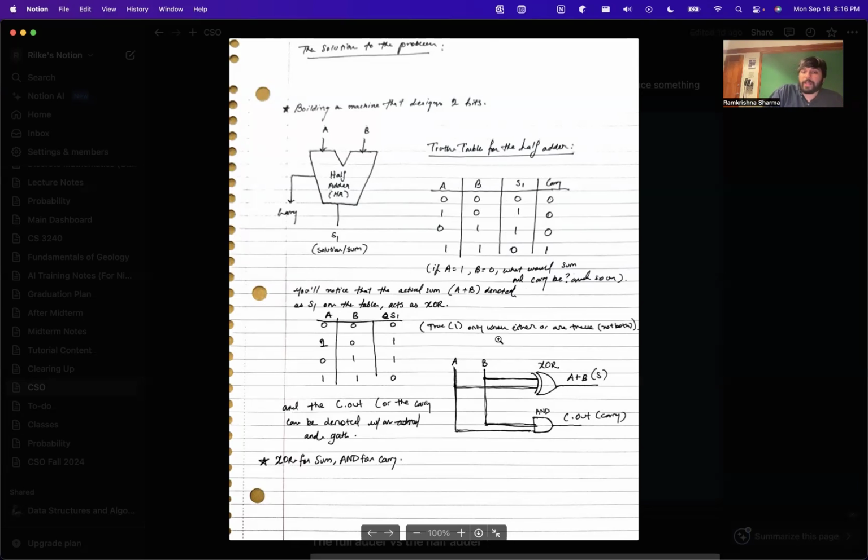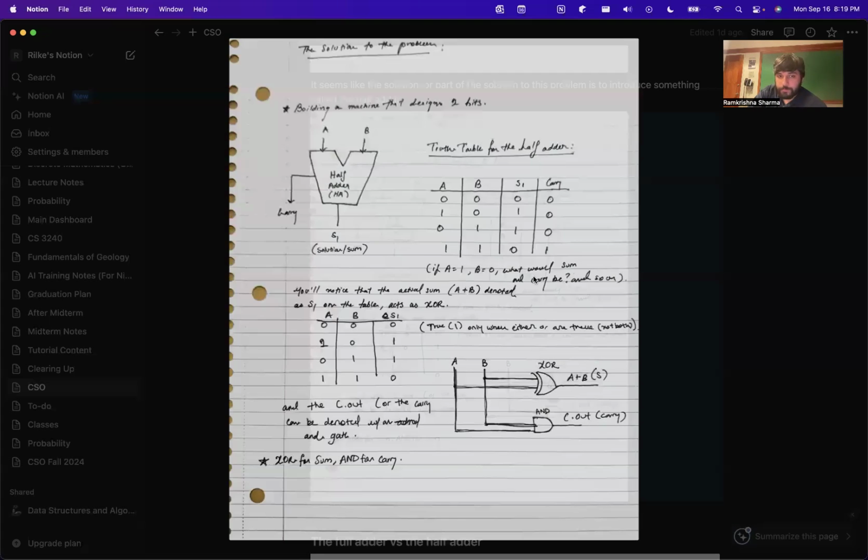So this is kind of the circuit representation. Pushing A and B through the AND will give you the carry, whatever that is. Pushing A and B to an exclusive OR will give you the sum, whatever that is. So this circuit gives us the table we want every time we want it. It's a half adder.